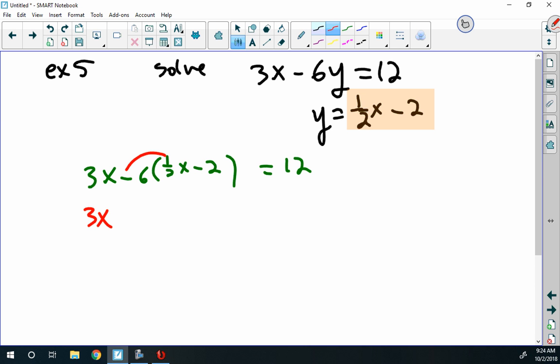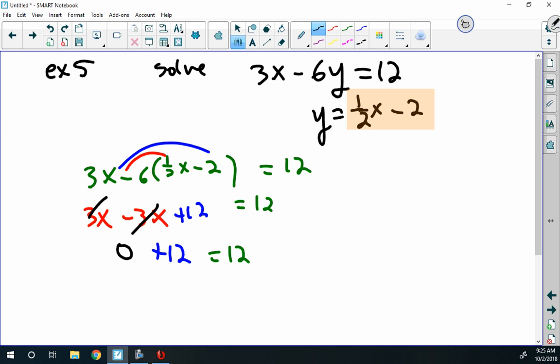3x, let's see, 6 times a half is 3. That's minus 3x. So those are going to cancel, which is going to leave 0. Minus 6 times minus 2 is going to give me plus 12. So 0 plus 12 is equal to 12. So 12 equals 12. Hey, there's a reflexive property again. Duh, of course 12 equals 12.